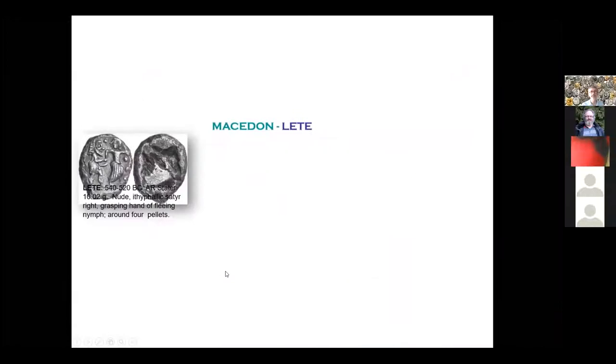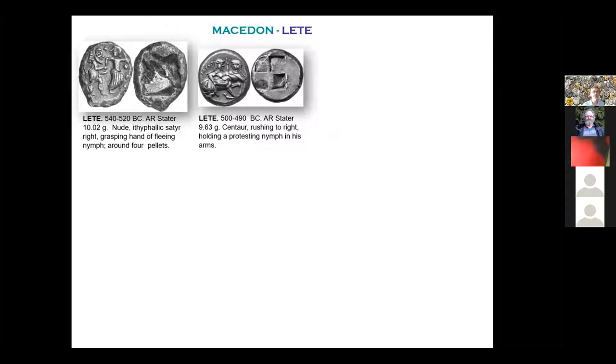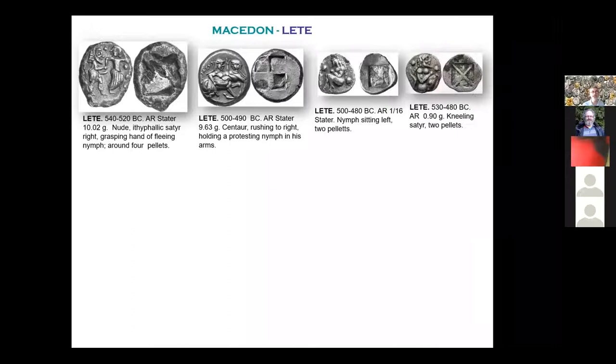Lete is another interesting town, decided to use mythological figures, mostly in the form of a nude and ithyphallic satyr and nymph. On the coinage of the city, you always have the same idea. You have a satyr, in this case here, it's a centaur, and maybe kidnapping a nymph. Here they're in dancing form or following the nymph from behind and trying to hold her hand, trying to convince her to go with him maybe.